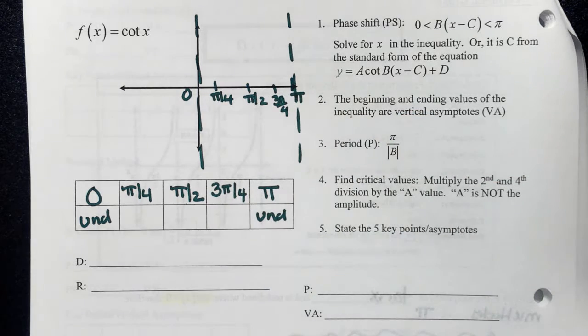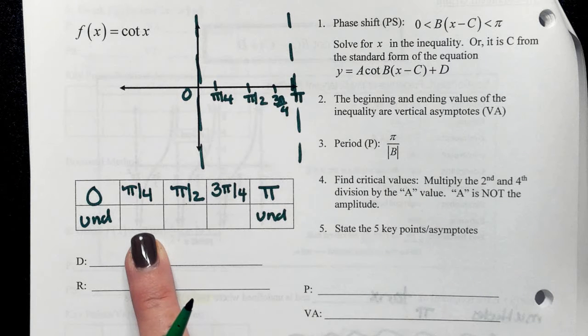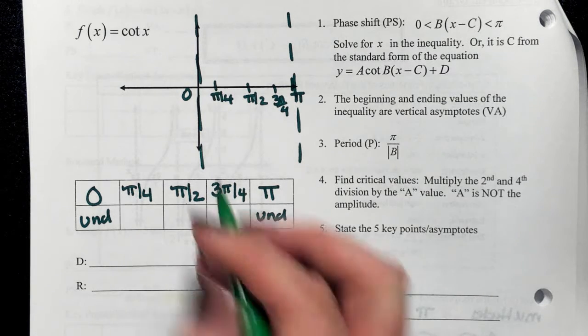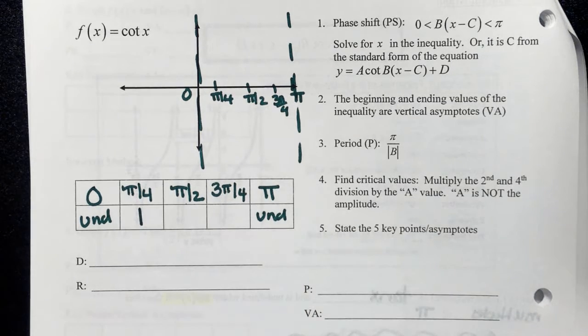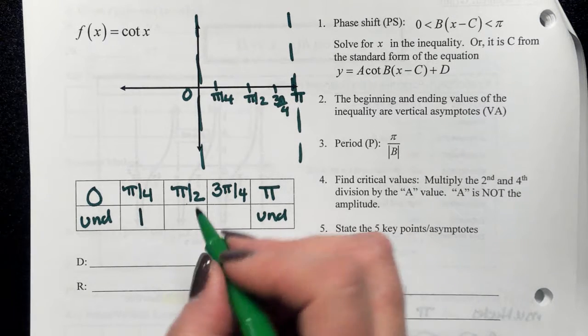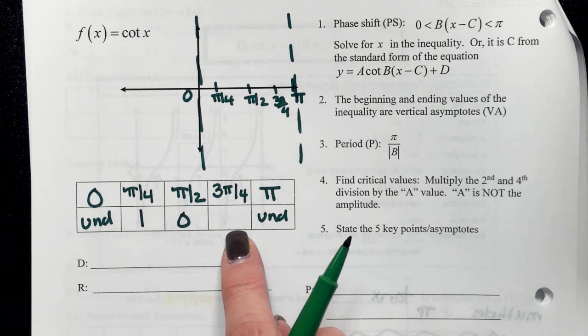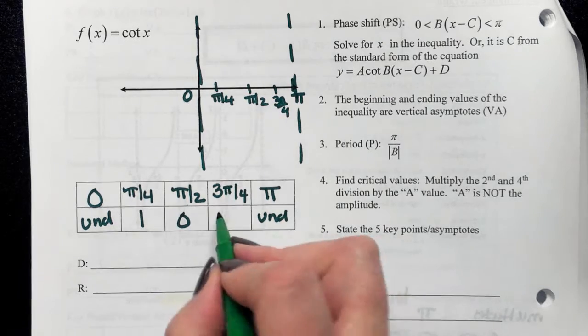Now from your unit circle, what is the cotangent of pi over 4? Well, the tangent of pi over 4 is what? 1. So the cotangent of pi over 4 is 1. Because reciprocal of 1 is just 1. Pi over 2, I just mentioned this a few minutes ago. What's the cotangent of pi over 2? 0. Now we're moving into quadrant 2 on the unit circle. What's the cotangent of 3 pi over 4? Negative 1.